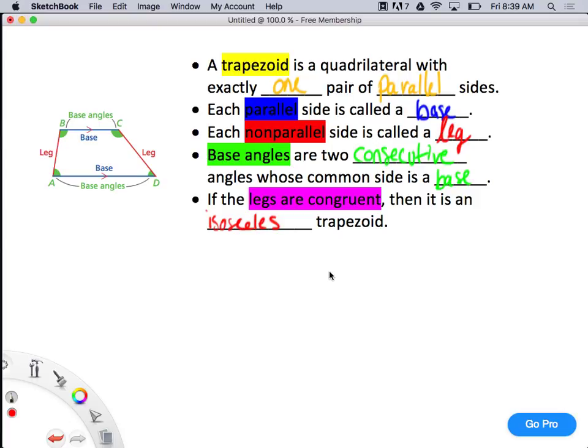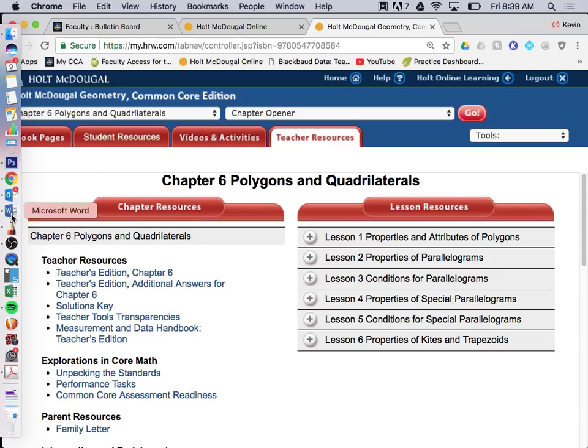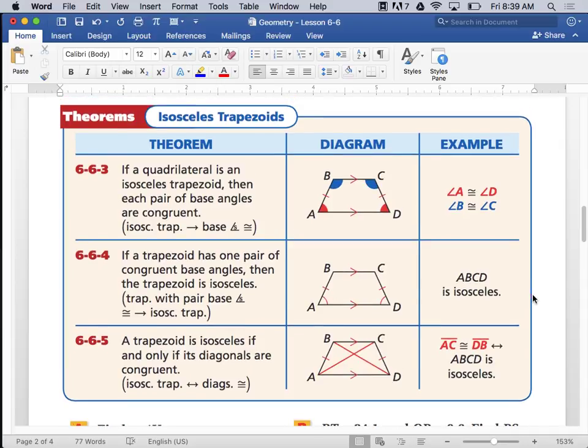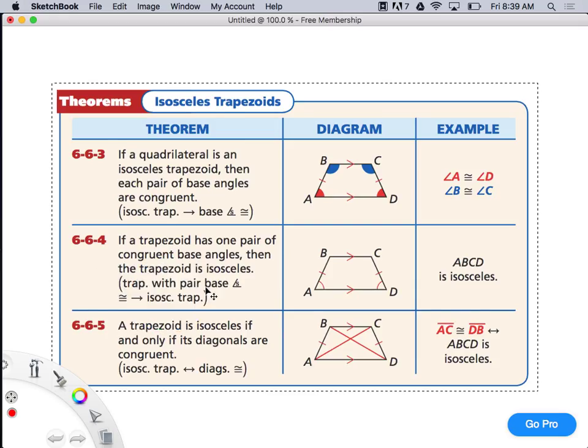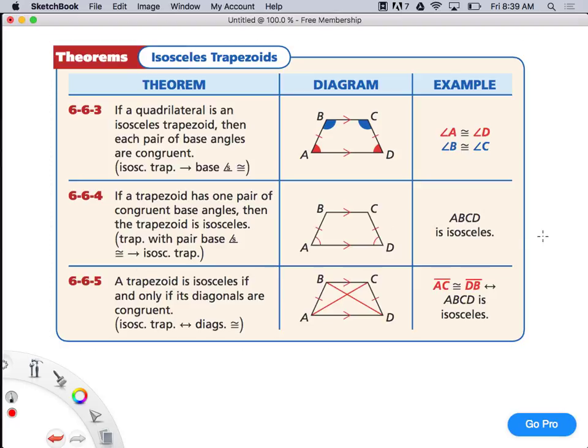All right, so you got all the vocab. That's the vocabulary. Now let's go through the theorems. First, theorem 6-6-3. I'm going to move fast because we're already a little bit behind. If a quadrilateral is an isosceles trapezoid, then each pair of base angles is congruent. This is an isosceles trapezoid because those legs are congruent.